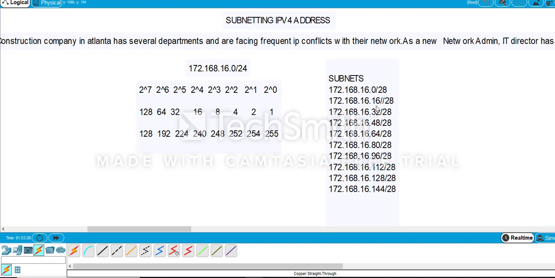The same thing on the 168.16 network, you're going to have 16 IP addresses, but you can only use 14 of them. So you can start from 17 through 30. 31 is going to be the broadcast on this network. Okay, the same thing, you can start from 49 and you end at 62, because 63 is going to be the broadcast on that network.